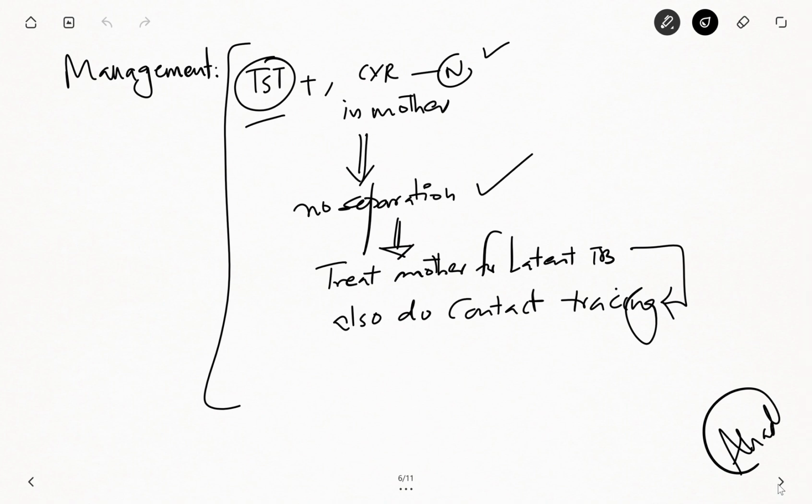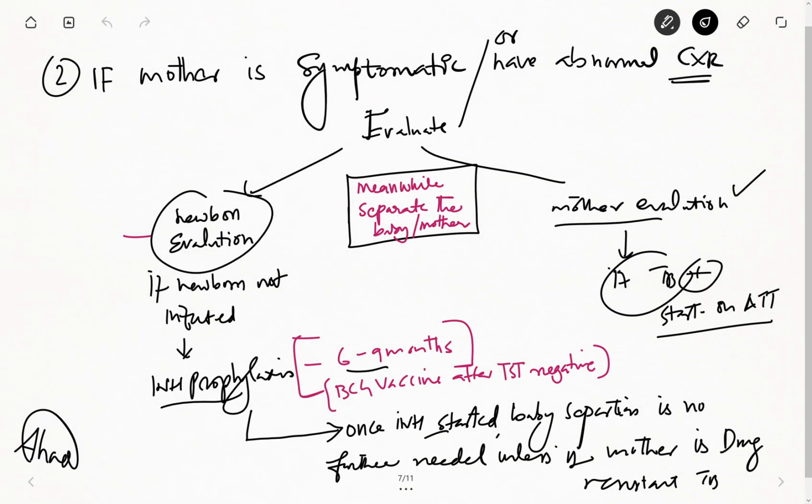Okay, now let's say we have a mother who is TST positive, but her chest X-ray is normal. In this case, the newborn is not separated, and we treat the mother for latent TB, and we also do contact tracing to find out who is the actual source. Similarly, if the mother is symptomatic or has an abnormal X-ray, we evaluate the newborn for possible congenital infection, and the mother's evaluation is also done at the same time. One thing to remember: if the mother is diagnosed during pregnancy, she should be started on anti-tuberculosis therapy, and abortion, termination of pregnancy, is not indicated.